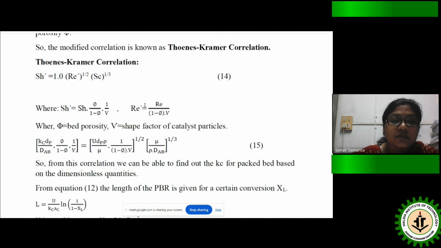So if you substitute all these things into the Thomas-Cramer correlation, one can get this equation: Kc dP by dAV into phi by 1 minus phi into 1 by shape factor equals U dP by mu into 1 by phi into shape factor to the power half. So this is nothing but the Reynolds number, this is the Schmidt number, and this is the modified Sherwood number and modified Reynolds number.